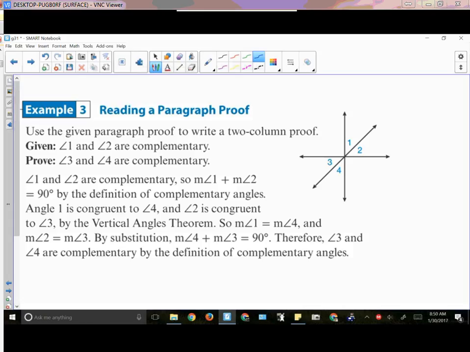So, again, this is very similar to doing the 2-column proof. You don't have to worry about putting things in a specific order. You just need to make the statements so that they're all there so that you can tie it up at the end. So, we know that the measure of angle 1 is equal to the measure of angle 4, the measure of angle 2 is equal to the measure of angle 3 by substitution. 4 plus 3 equal 90, therefore 3 and 4 are complementary. But again, you have to know what the rules are. Those definitions, the theorems, and the postulates. You have to know what that is and be able to follow through with it.